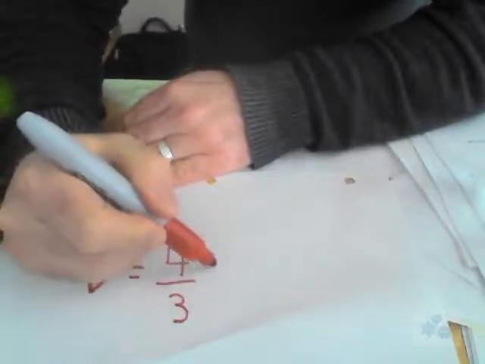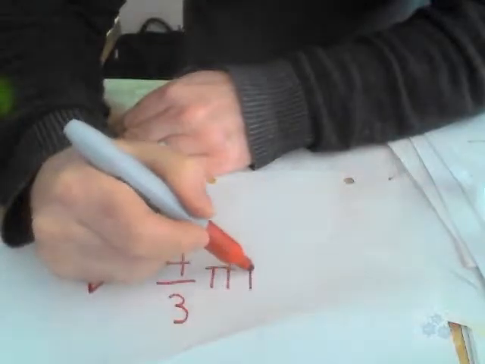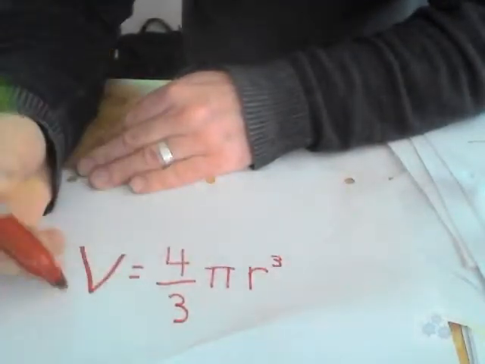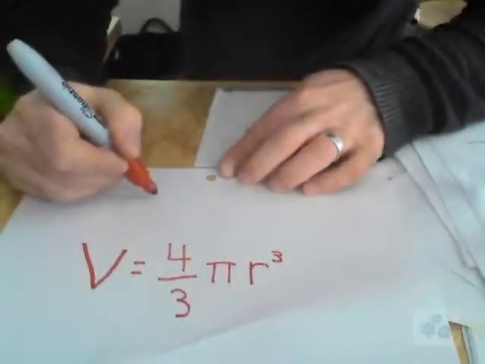4/3 pi, we know what pi is, times r cubed. 4/3 pi r cubed. That's the volume for a sphere. Let's see if I can do this.